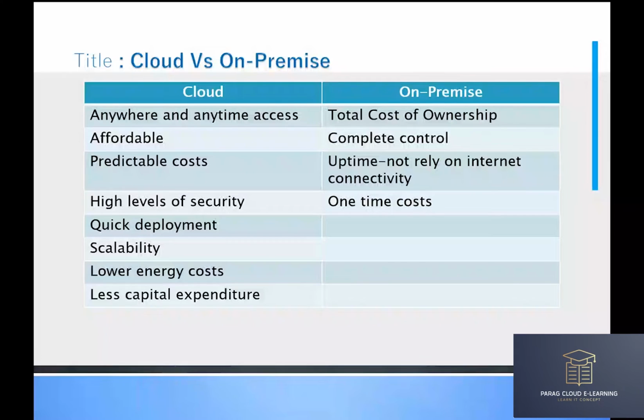So what are the things in cloud? Anywhere, anytime access, and affordable. It's very cheap. You are paying for the amount of time you are using their hardware. You know how much cost you are going to get: predictable cost. High level of security. If you are taking the hardware from these companies, they do provide security. Quick deployment.